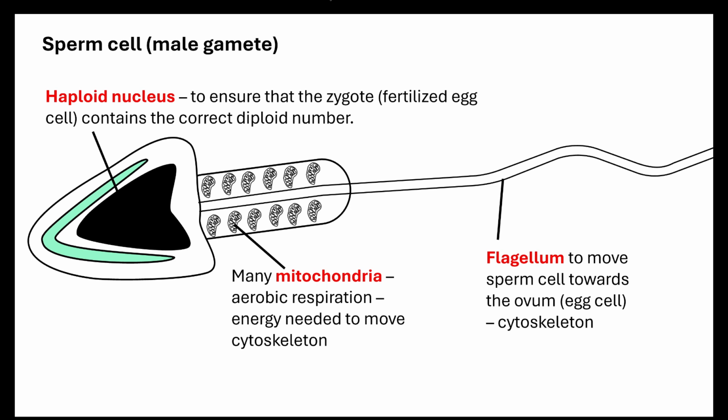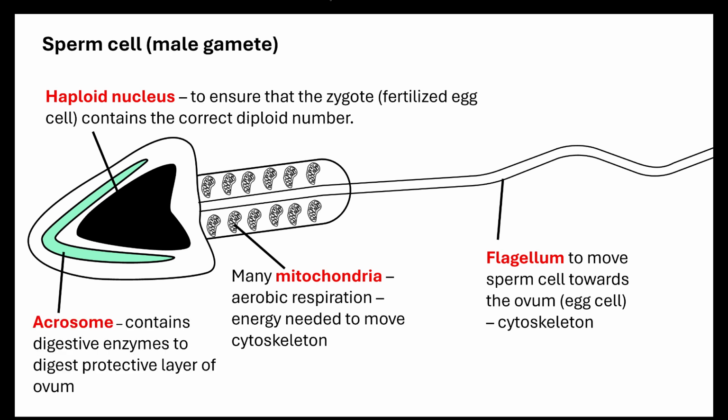Now, as I said before, the male and the female gametes need to fuse. Well, the female gamete actually has a protective layer. So the male gamete has to differentiate to have a specific region, which is called the acrosome, which contains digestive enzymes. And those digestive enzymes actually digest that protective layer of the ovum to allow the sperm cell to get in and fertilize the ovum.